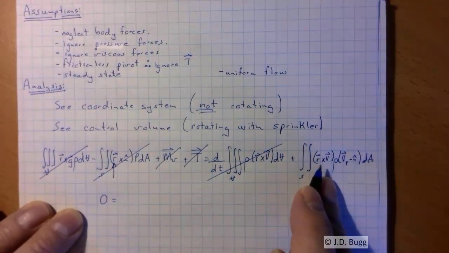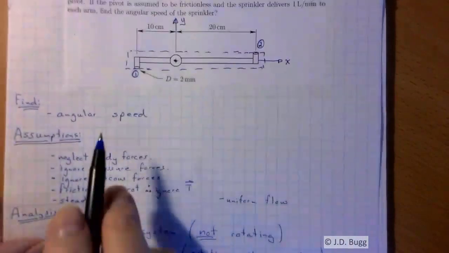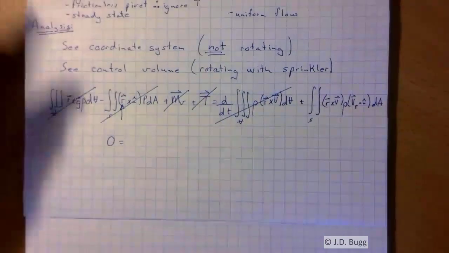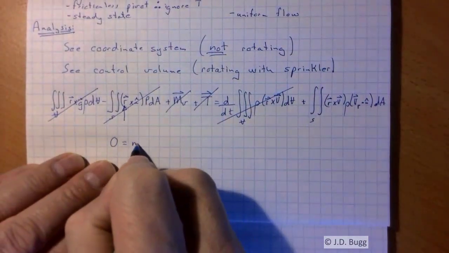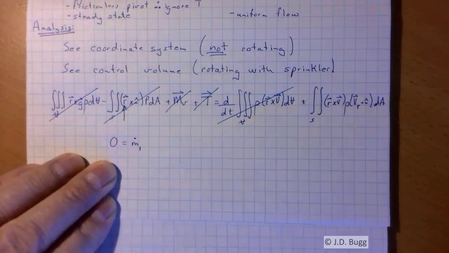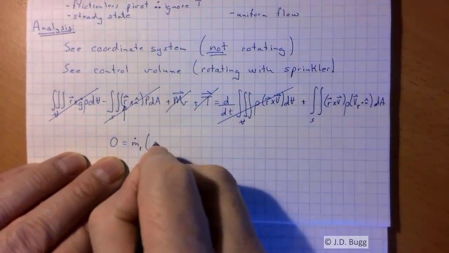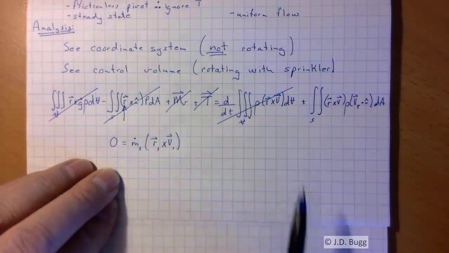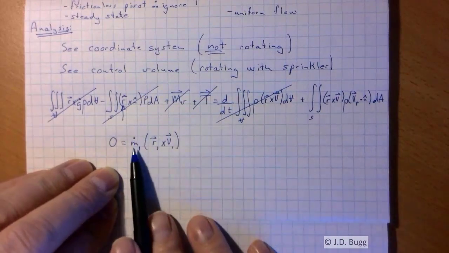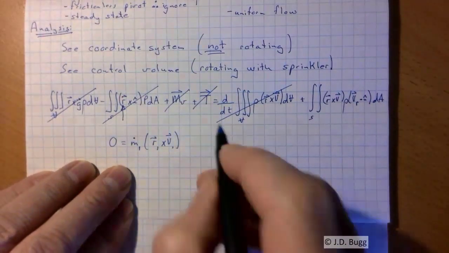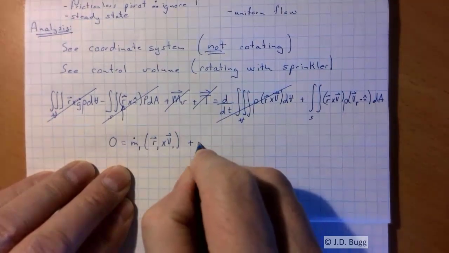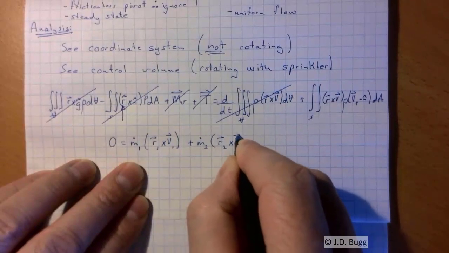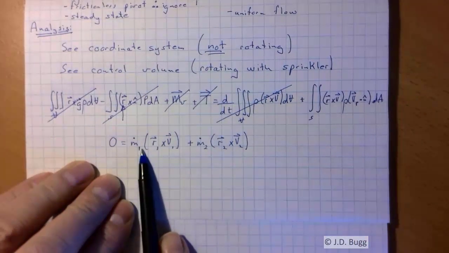Uniform flow assumption applied to this. So first of all, we have two exits, exit there and an exit there. So we'll put those down. So we have, for the uniform flow version, mass flow rate at 1 times R1 cross V1. So that's the uniform flow version of this applied at our first exit 1. We have a second exit, so that's plus m dot 2 R2 cross V2. So that's our second exit.